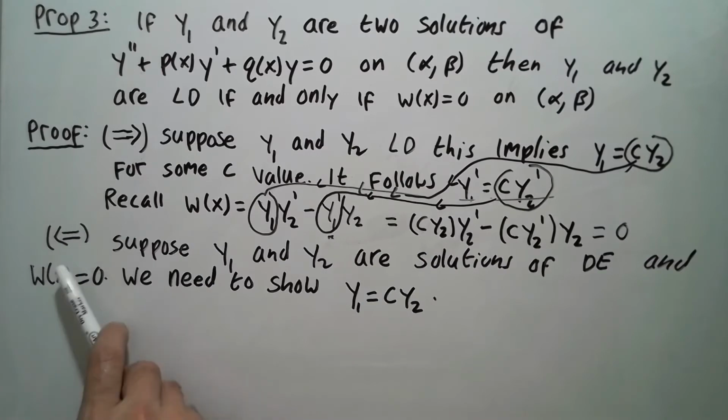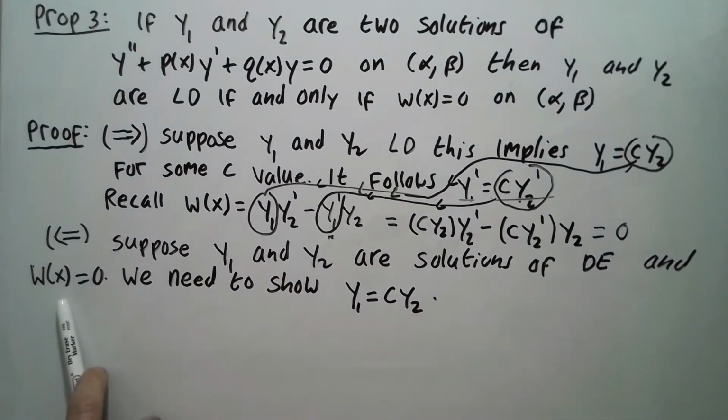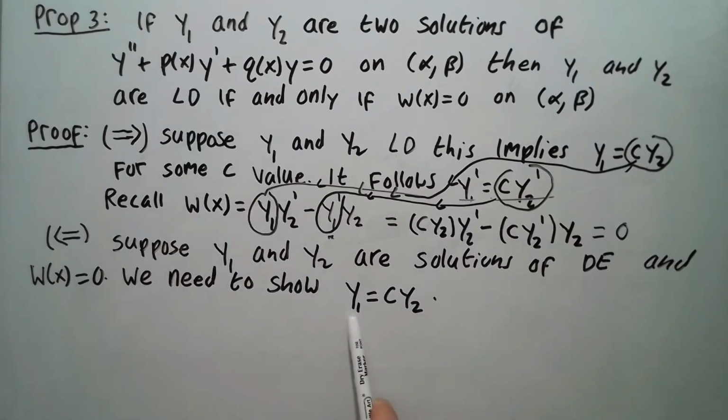Okay, so for the other direction, we're going to suppose y1 and y2 are solutions of this differential equation up here. The Wronskian is 0. So we need to show that y1 and y2 are linearly dependent. That would mean in this case that y1 equals some constant times y2. Okay, so let's look at some cases first.